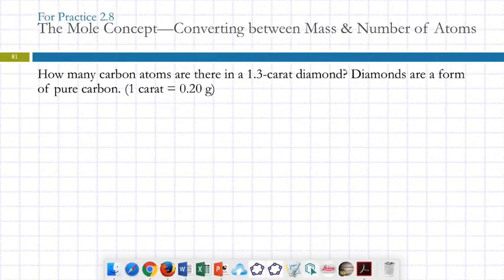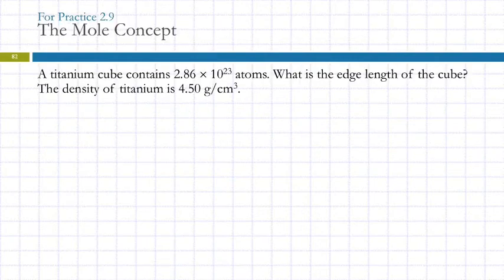Let's do another one. A titanium cube contains 2.86 times 10 to the 23rd atoms. What is the edge length of the cube? The density of titanium is 4.50 grams per cubic centimeter.